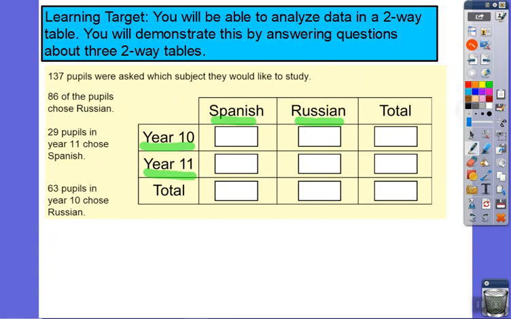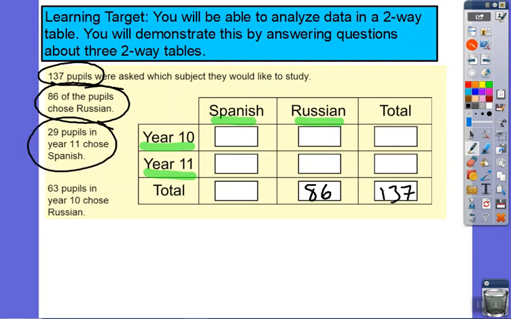Okay, so starting with our first number up here. 137 pupils were asked which subject they would like to study. So that is our total of all groups, down here at the very bottom, 137 is our total. 86 of the pupils chose Russian. It doesn't say what grade they're in, so that is the total for Russian. So the total for Russian is 86.